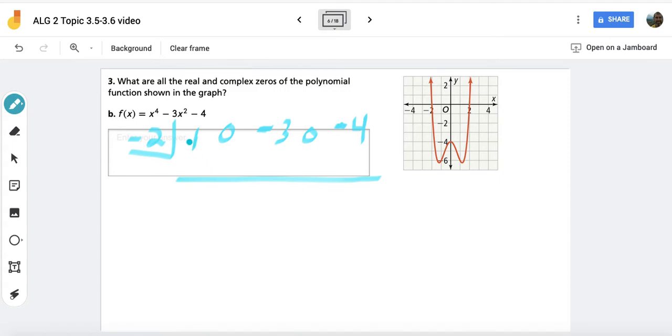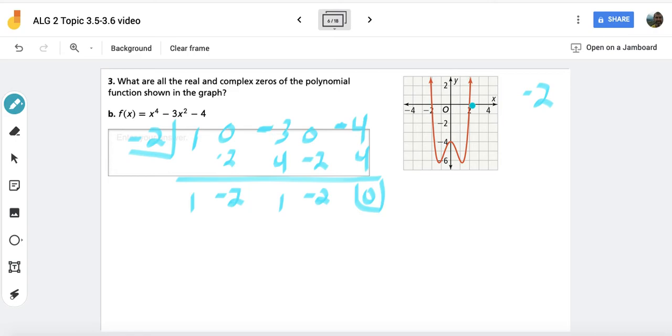I should get 0. 1 comes down. 1 times negative 2 is negative 2. Negative 2 plus 0 is negative 2. Negative 2 times negative 2 is positive 4. 4 plus negative 3 is 1. 1 times negative 2 is negative 2. Negative 2 plus 0 is negative 2. Negative 2 times negative 2 is positive 4. And yes, negative 4 plus 4 comes out to 0. Excellent. So one of the roots is confirmed to be negative 2.